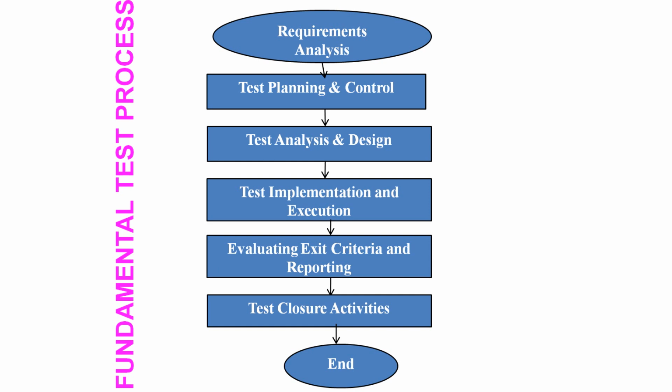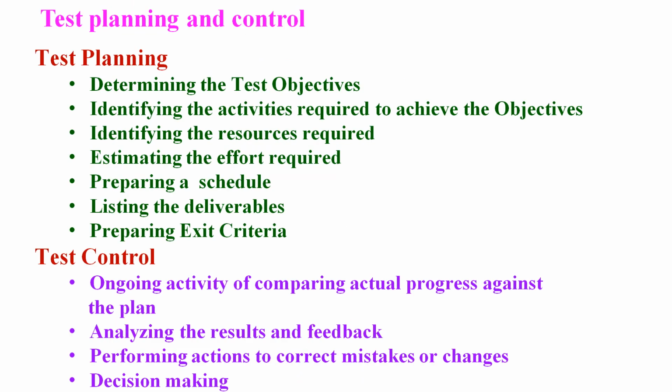Regarding the first stage, requirements analysis, we have already discussed it during the SDLC, the software development lifecycle, in the requirements gathering stage. Now we are not going to repeat it. The second is test planning and control. Here there are two activities: one is test planning, the second is test control. What are the different tasks in test planning, and what are the different tasks under test control? We will discuss that one by one.